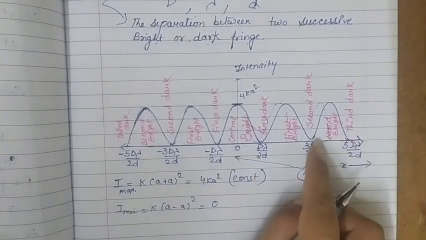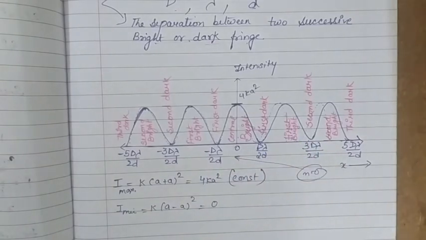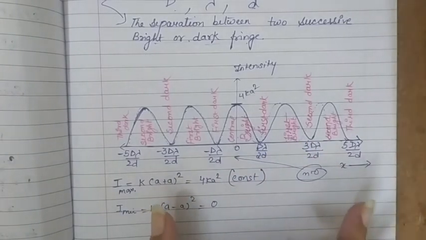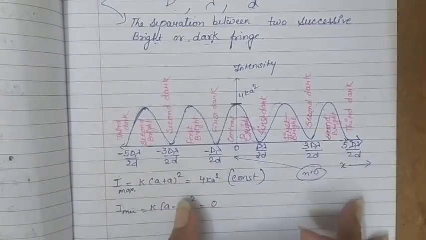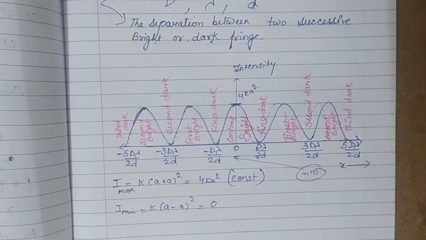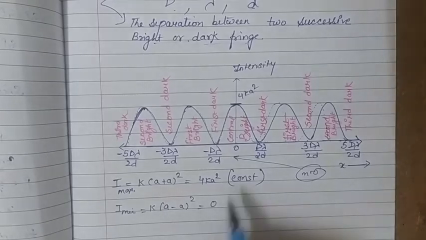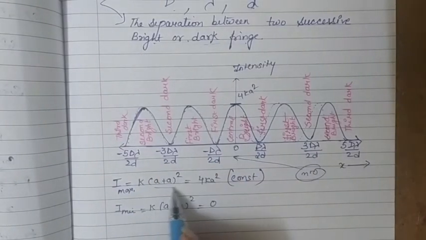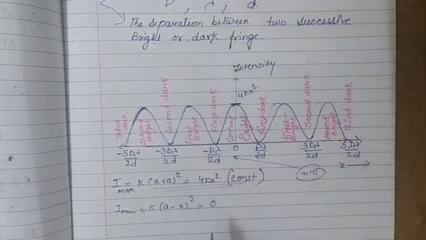So this value represents the distance of the fringe from the center O, and this curve is called the intensity distribution curve. It shows that the maximum intensity is constant, meaning if there is a bright fringe, all bright fringes are of the same maximum intensity. This is shown by this curve and by the formula I max is equal to 4ka square.